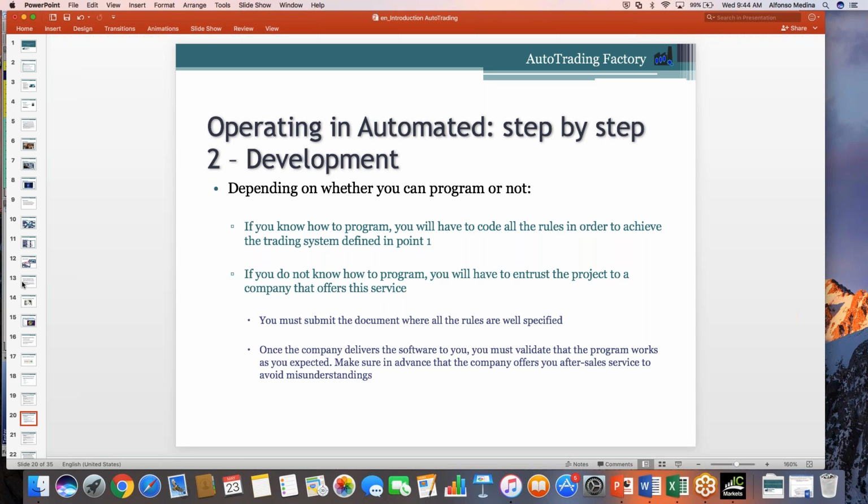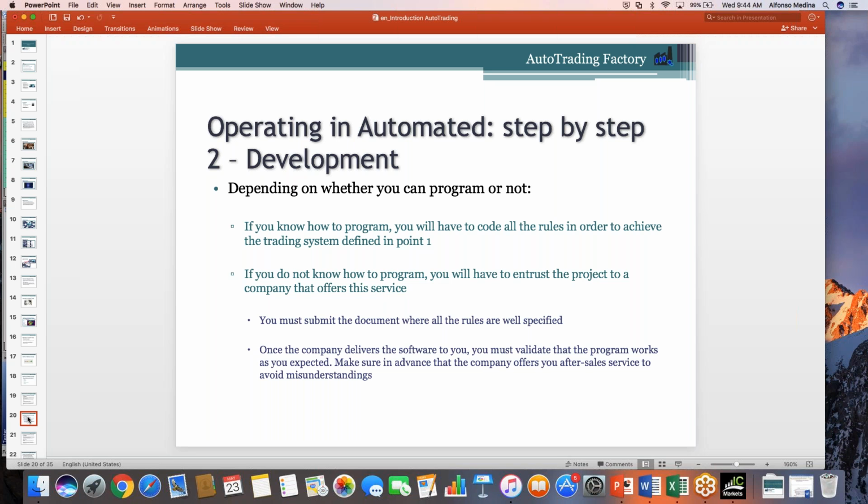So always make sure in advance that the company offers you after sales services, in order to avoid misunderstandings, and maybe they give you a software that you were not expecting according to the parameters that you set out before.